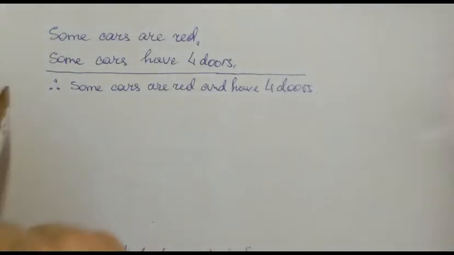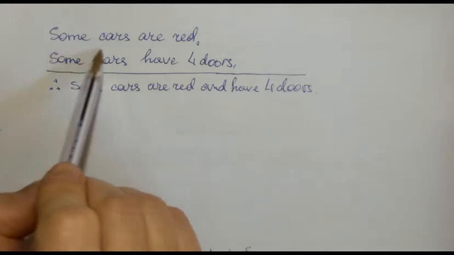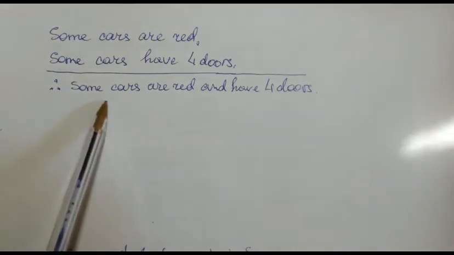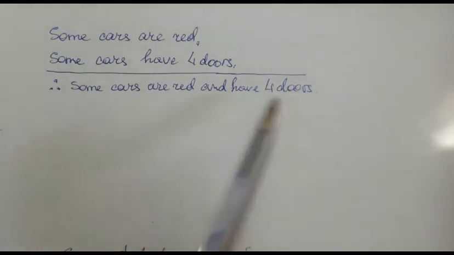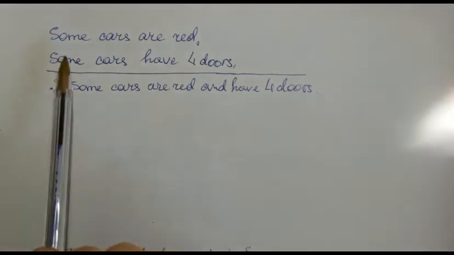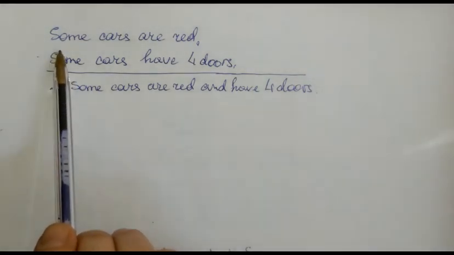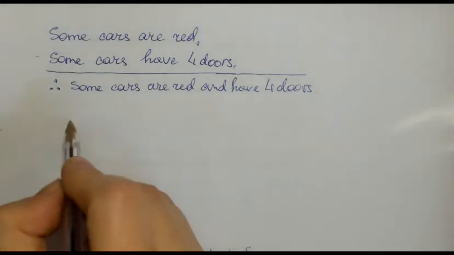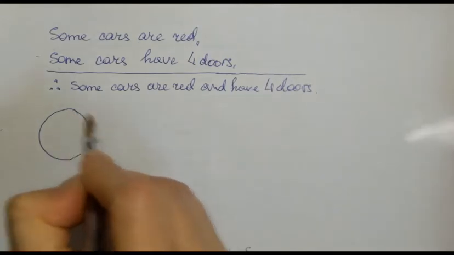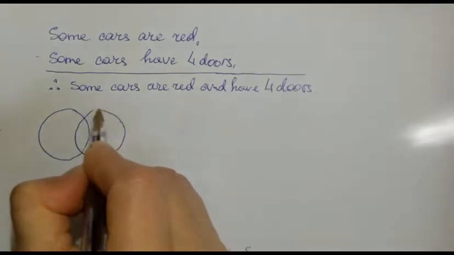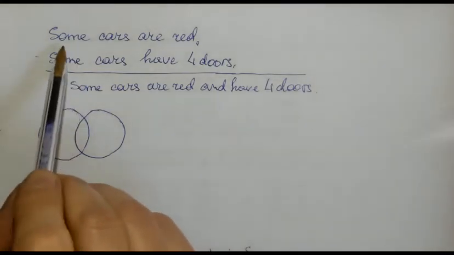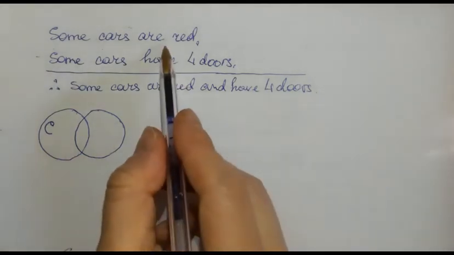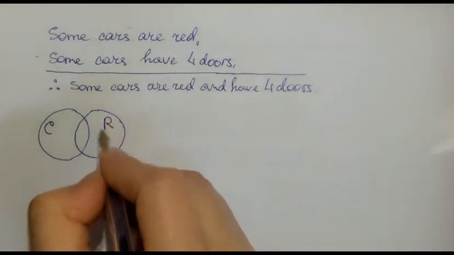Next, a syllogism that contains the quantifier some. Some cars are red, some cars have 4 doors. Therefore, some cars are red and have 4 doors. So with some it is not as easy as with all, because we have different ways to represent some. The most obvious one is two circles that partially overlap. So we have one circle for cars and another for red things.